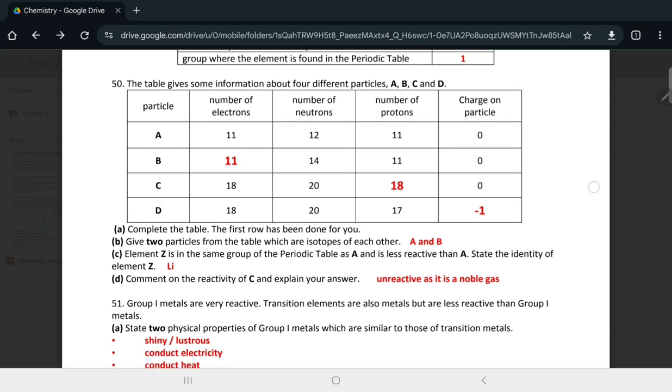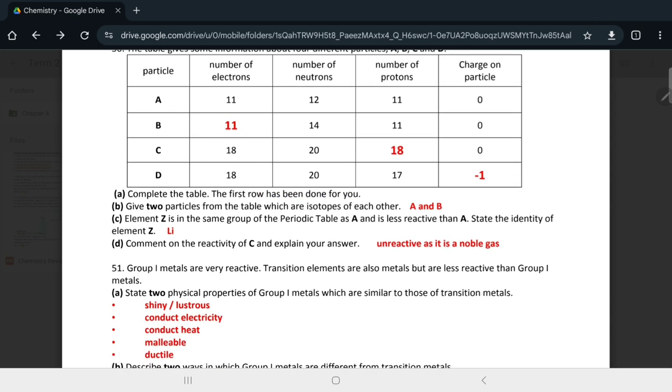And now they ask us to give 2 particles from the table that are isotopes of each other. Isotopes of each other means that they will have the same atomic number, but different mass number. Most importantly, we need to find something with the same atomic number or same protons. It's A and B. They have the same atomic number.